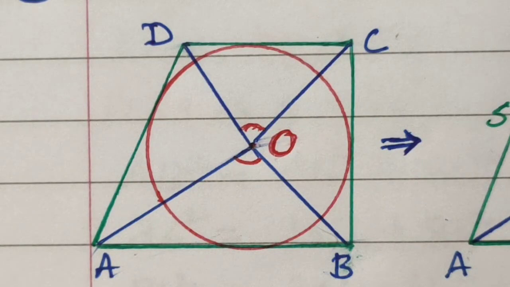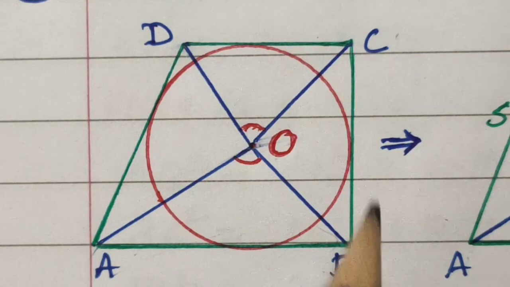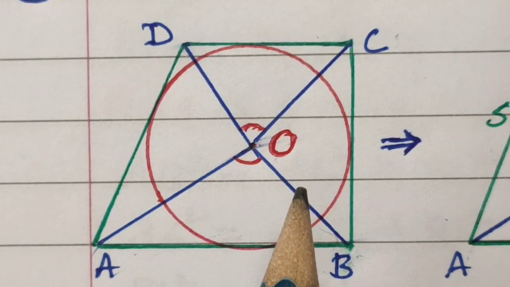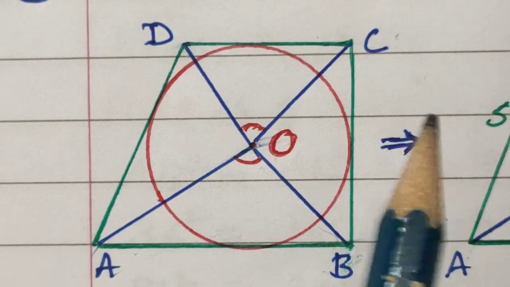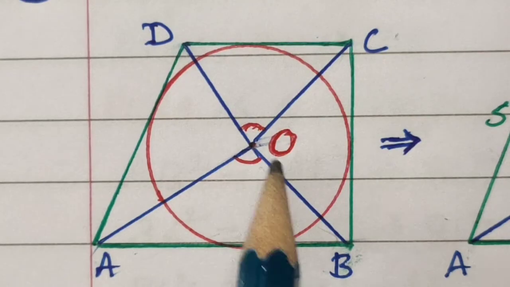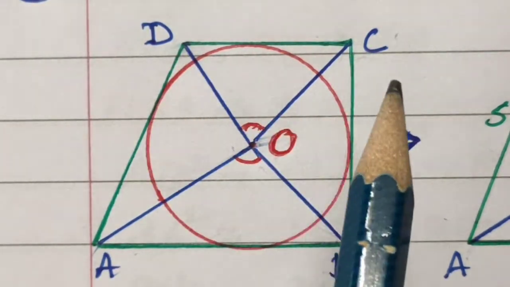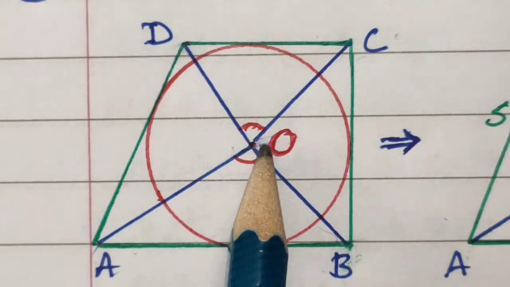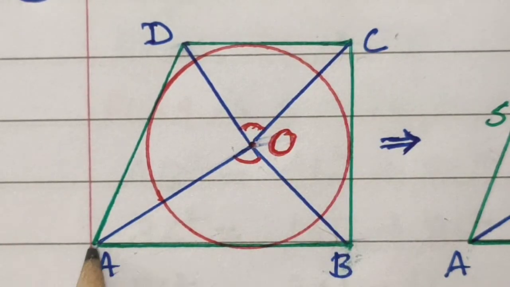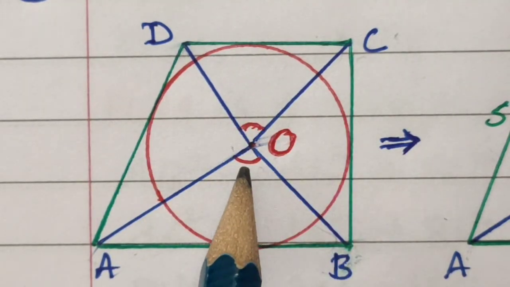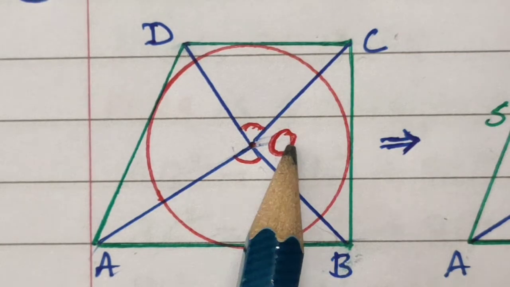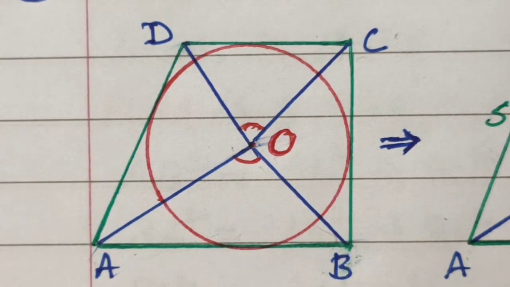In the given figure, all sides of a quadrilateral ABCD touch the circle with center O. We need to prove that angle AOB plus angle COD is equal to 180 degrees, and angle BOC plus angle AOD is equal to 180 degrees. This is a quadrilateral touching the circle at 4 points, and we need to show this angle plus this angle is equal to 180 degrees, and this angle plus this angle is equal to 180 degrees.